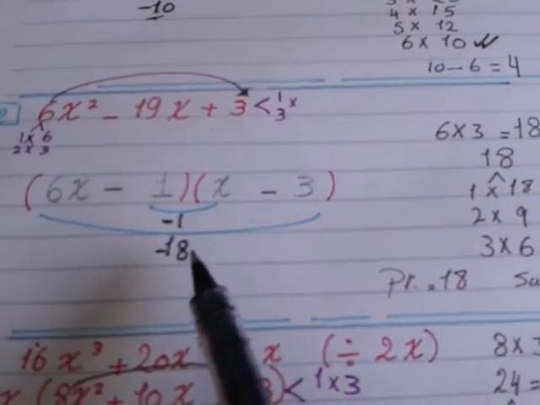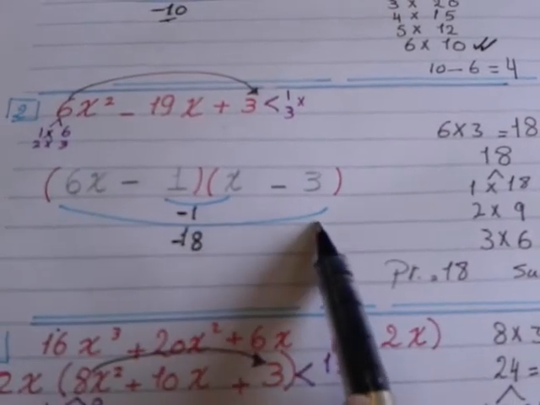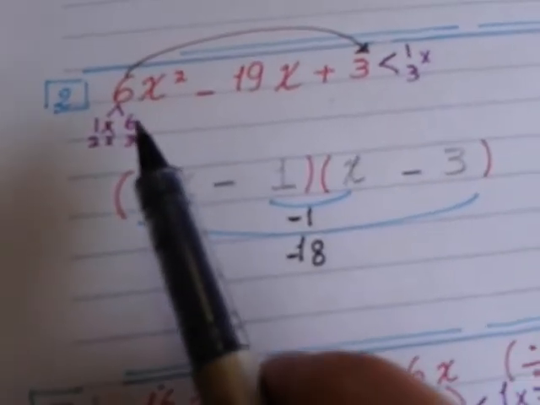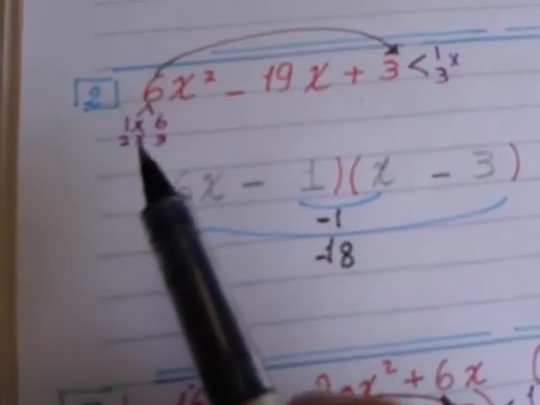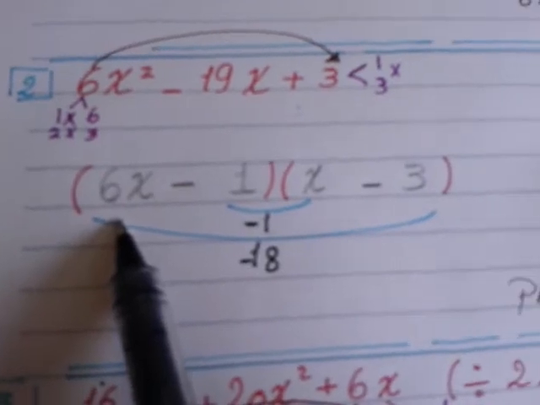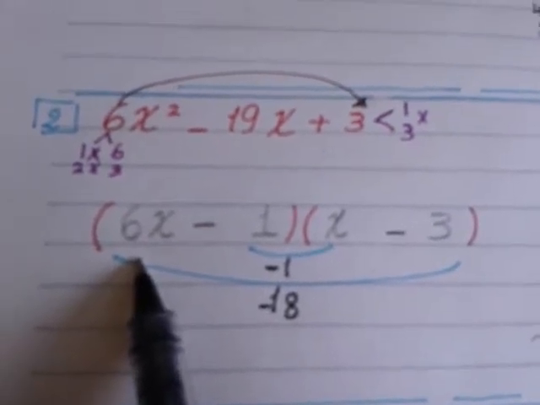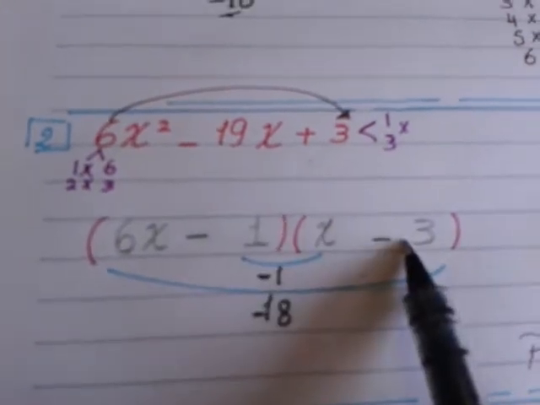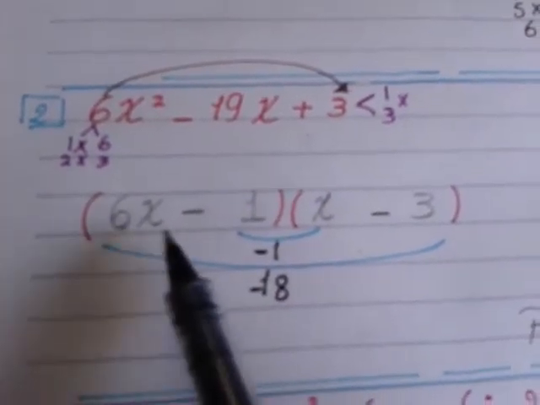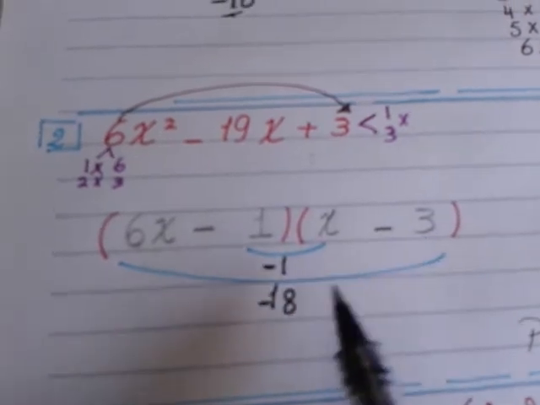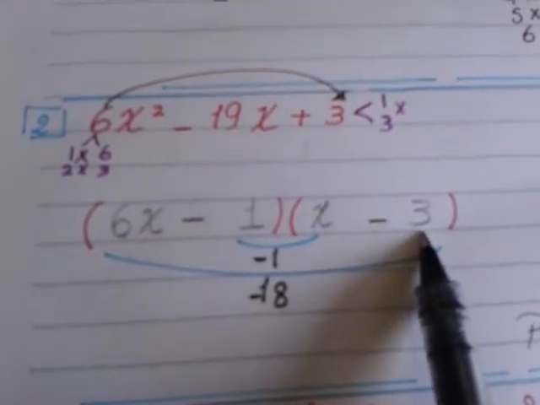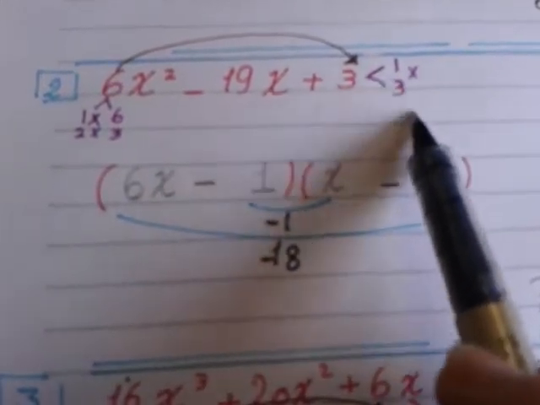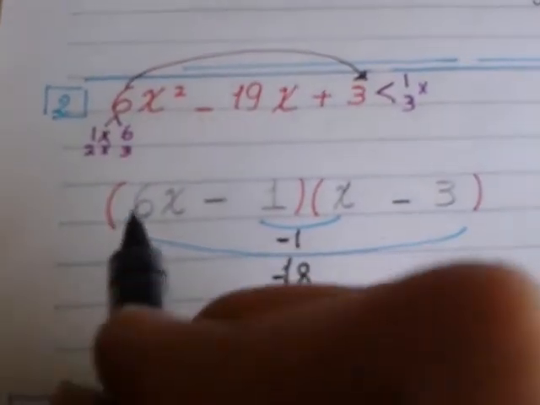Now, again, I need to get the first and the last number, their product 18. From the factors of 6, can I put 6, can I put 2, and can I put 3 here? But which one is the better one? If you put here 2, 2 times 9 equals 18. Can I put here 9? Of course not. I have to put here 1 or 3 only.